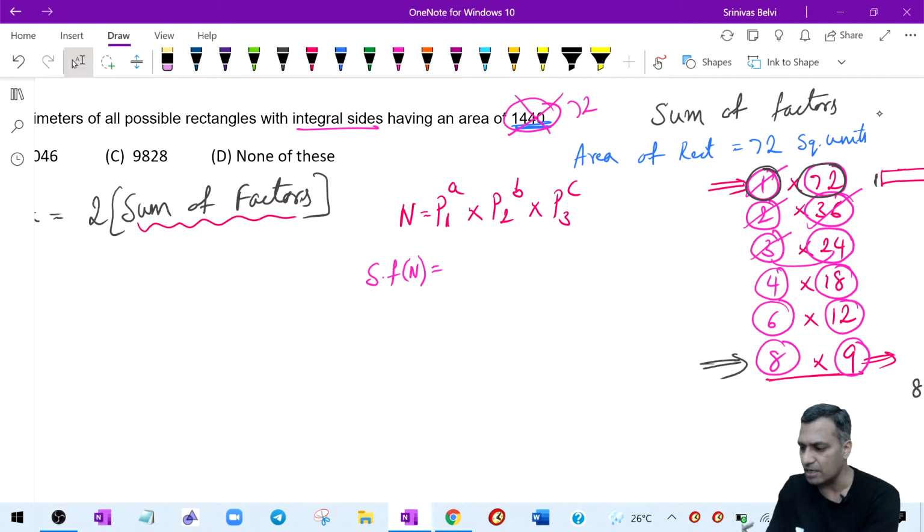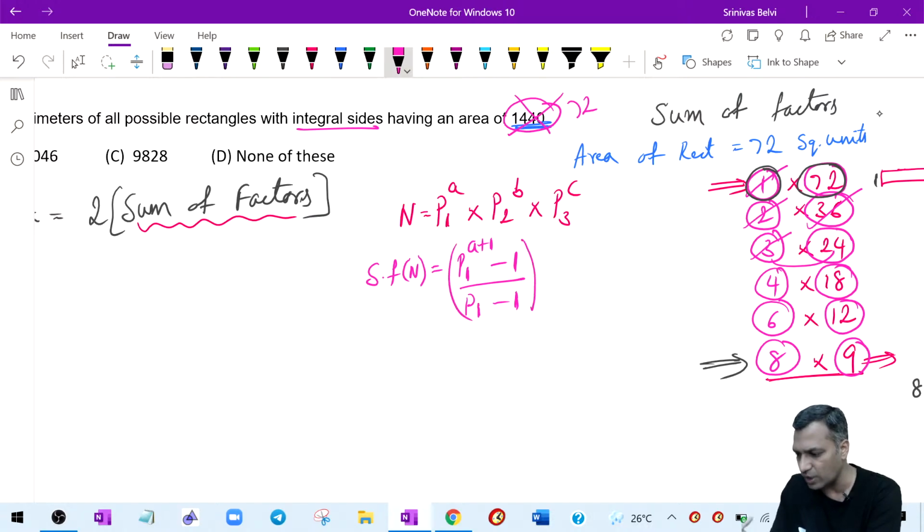Fine, let's come back. So how do we find the sum of the factors of the number? Prime 1 raised to power a plus 1, minus 1, divided by prime 1 minus 1. This is what you write there. This is the sum of n terms of the GP, right?